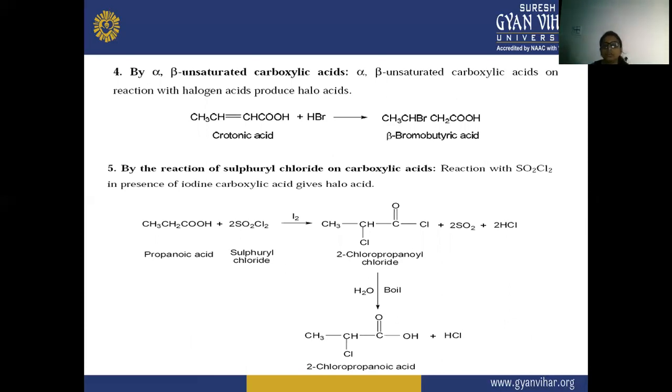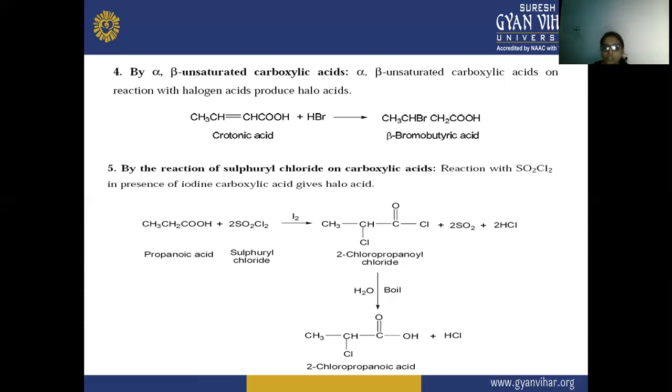And next is by alpha beta unsaturated carboxylic acid. Alpha beta unsaturated means on the alpha and the beta position there is a double bond on this carboxylic acid, and when it is reacted with halogen acids, they form halo acids. So here alpha beta unsaturated carboxylic acids on reaction with halogen acids produce halo acids.